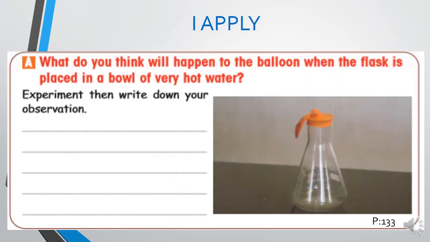So now guys, solve the question on page 133. Part A. What do you think will happen to the balloon when the flask is placed in a bowl of very hot water? Experiment, then write down your observation. You can do the experiment as we see in the video. We have to place an empty flask, put a balloon at the tip of this flask, then place it in the hot water. What happens? What do you observe?